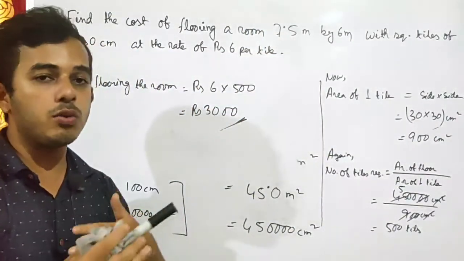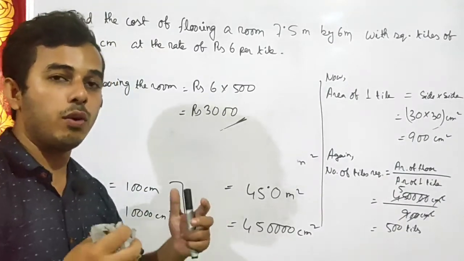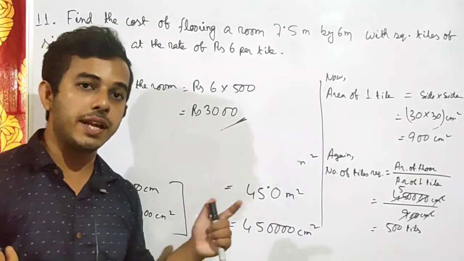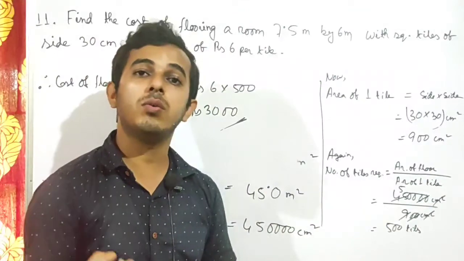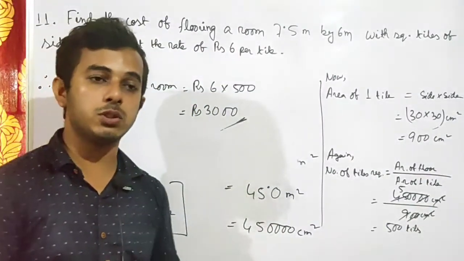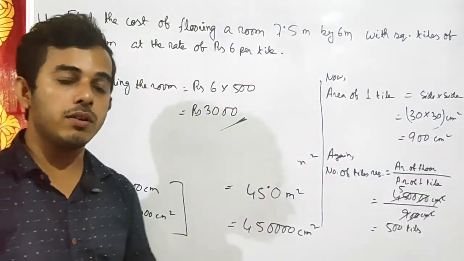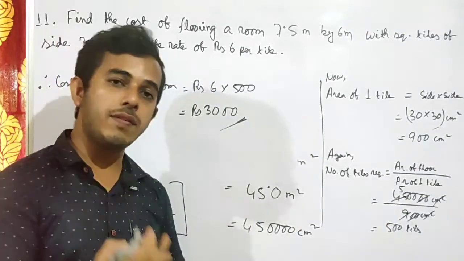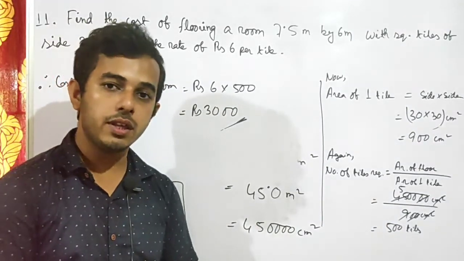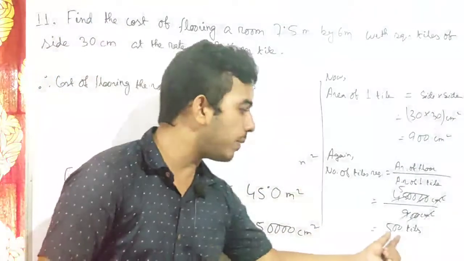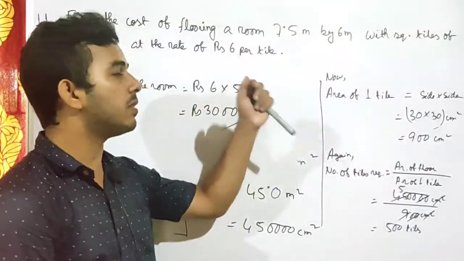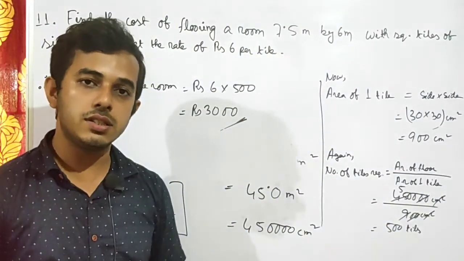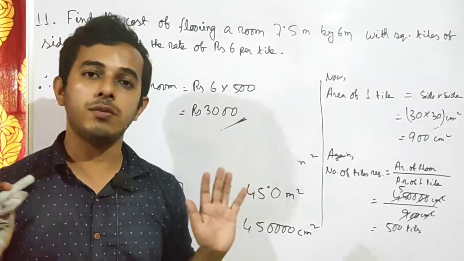I hope this is clear how to find out cost of flooring the room. First thing we have to find out area of the room, then area of the tiles. We have to know how many tiles we have to buy from the shop, so area of one tile we have to find out. Then we have area of room and area of tiles, and we can easily find out how many tiles we have to buy. Here 500 tiles, and cost is given 6. So we can easily find out the total cost of these 500 tiles, isn't it? So here the total cost is 3,000. I hope this is clear to you.